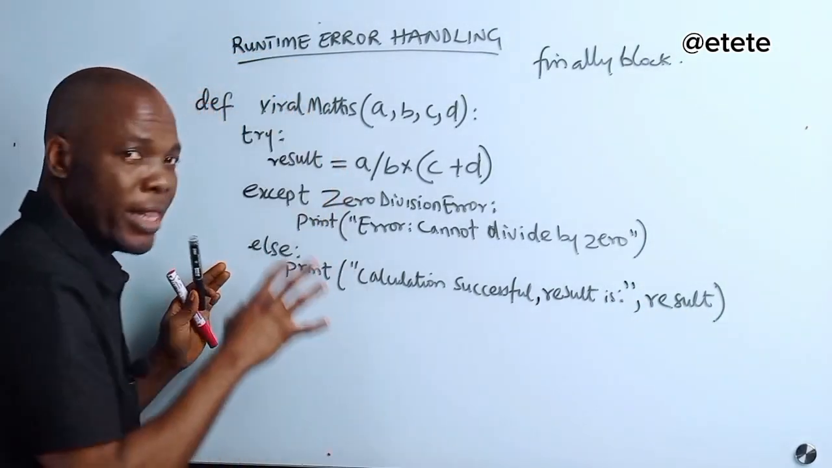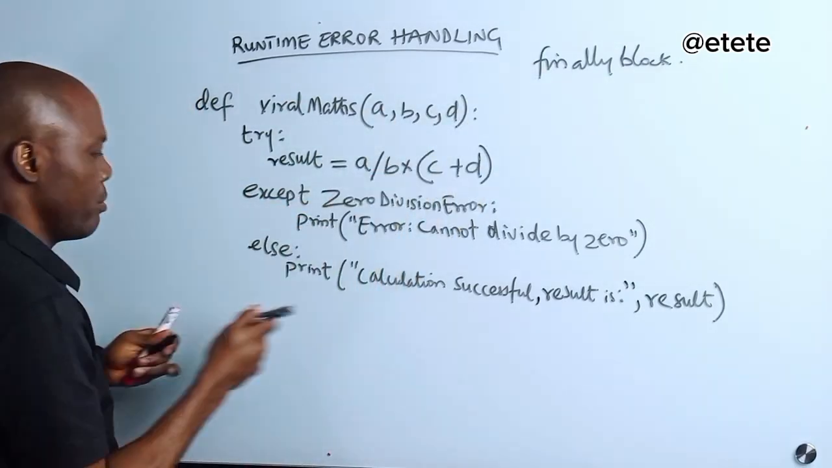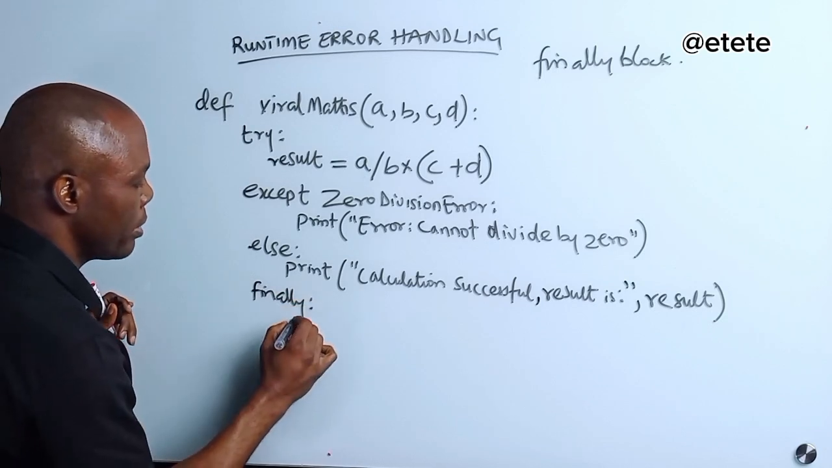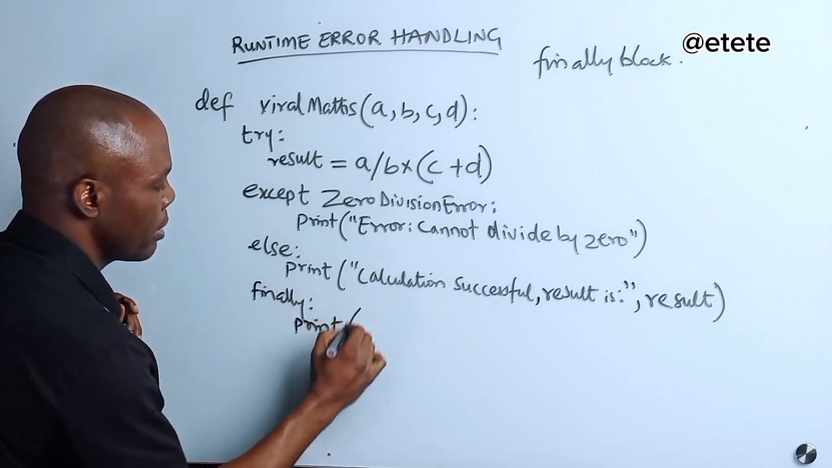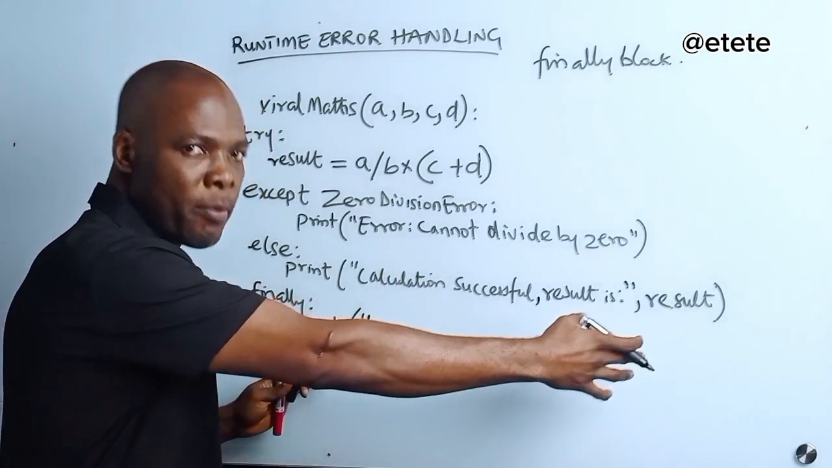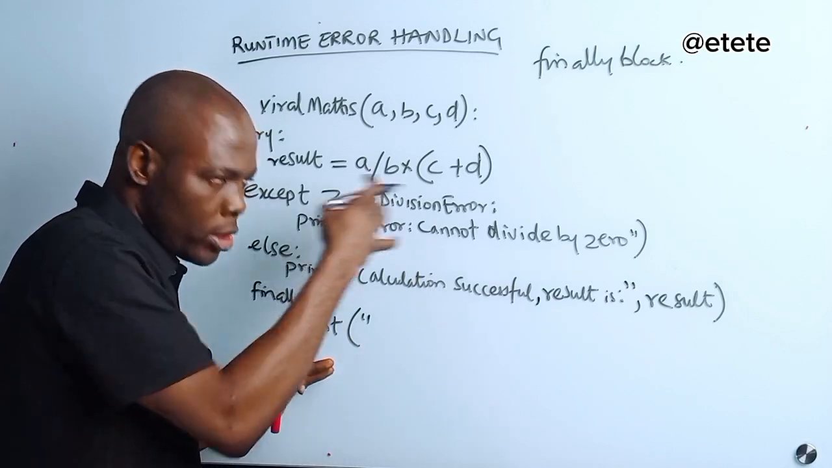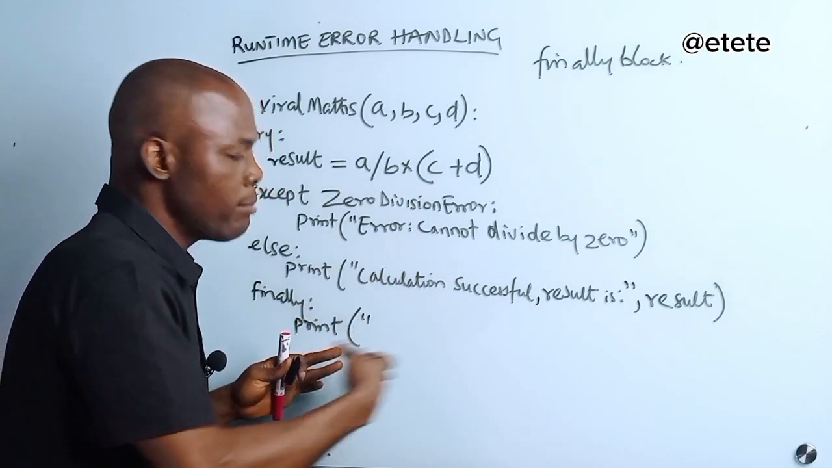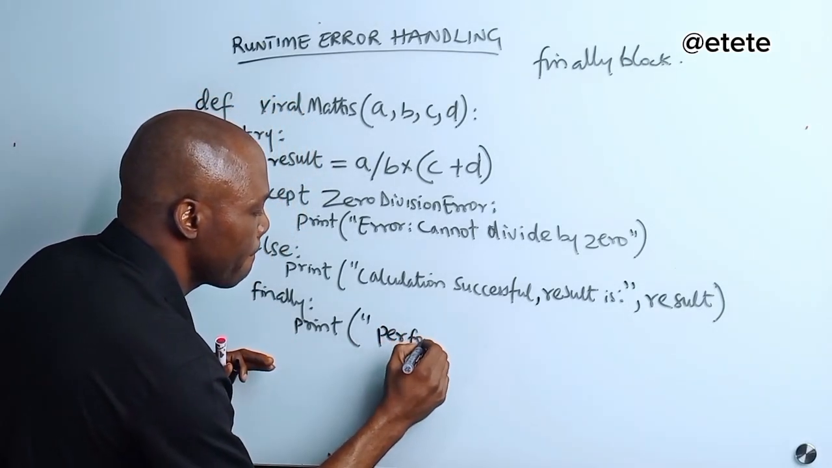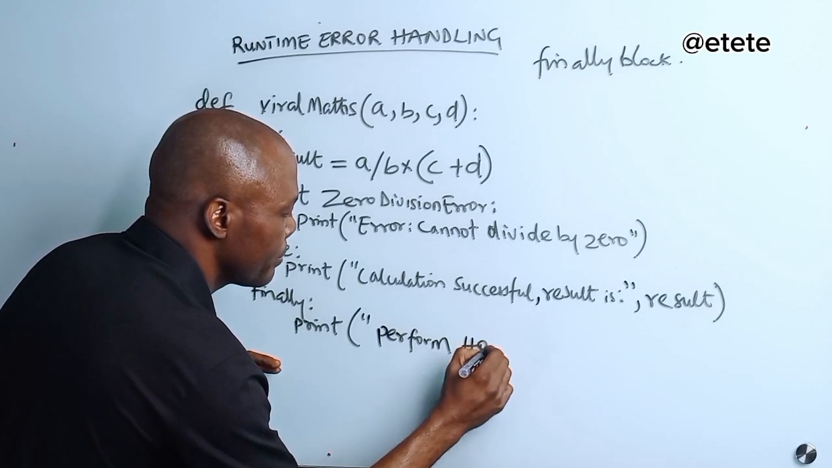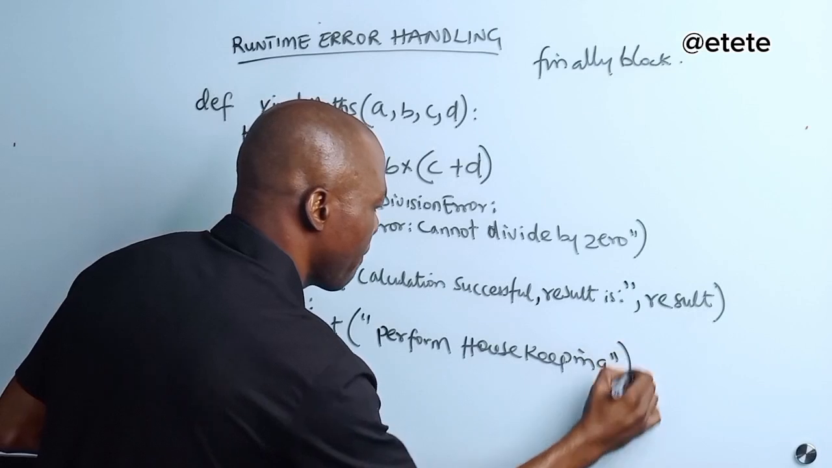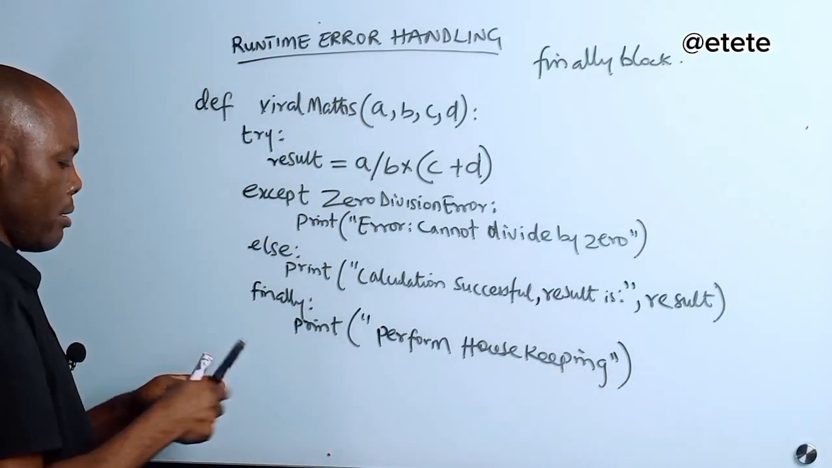Now, this is the last one we did in the class. I want to bring this in: finally. This finally block is print. Here, if you are writing a program, you can write proper code in this place. But just for the sake of this class and for it not to be too long, I'm just going to write something as a printout: perform housekeeping. So this is my code.